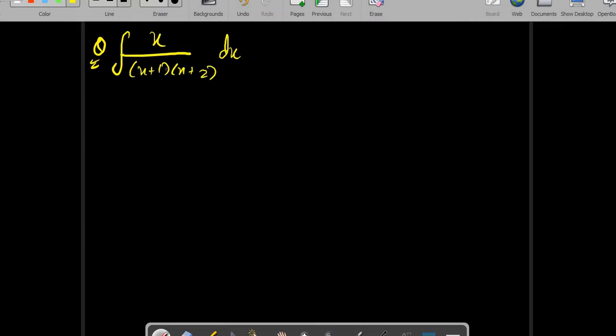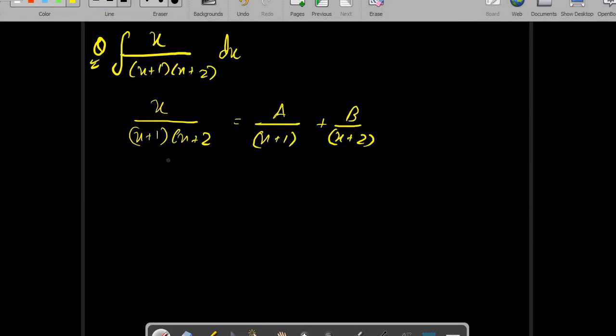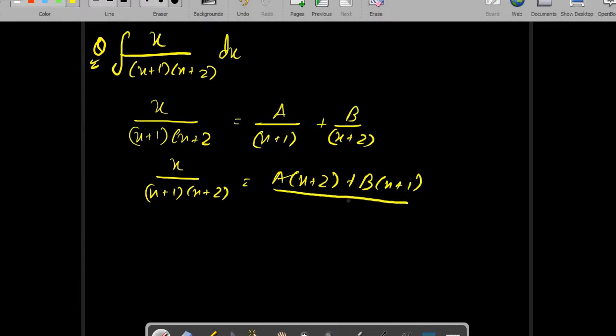So what can we do first? As you can see, the denominator is x plus 1 and x plus 2. What we'll do is write x upon x plus 1, x plus 2 as A upon x plus 1 plus B upon x plus 2. You might be thorough with the formulas. Then we'll take the LCM, cross multiply: A into x plus 2 plus B into x plus 1, divided by x plus 1 and x plus 2.